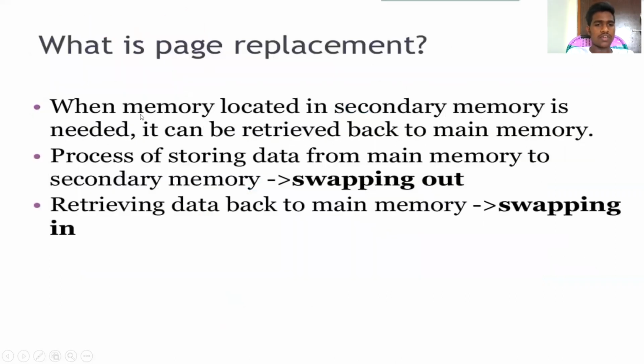What is page replacement? When memory located in the secondary memory is needed, it can be retrieved back to the main memory. The process of storing the data from main memory to secondary memory is swapping out, and retrieving data back to the main memory is swapping in. Whatever this transferring between the secondary memory and main memory is called page replacement.